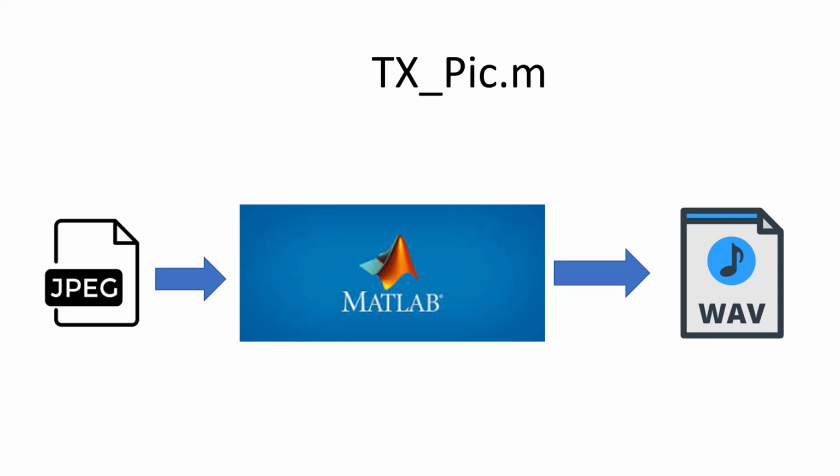All right, here's a quick review of what the transmit_pic MATLAB file is going to do. It's going to prompt you to open a JPEG file. We do a little chirp math and we'll save it as a WAV file. This is the WAV file that you want to send to your AM transmitter so that we actually transmit a picture through the radio waves using amplitude modulation.